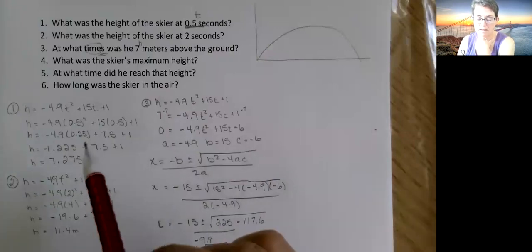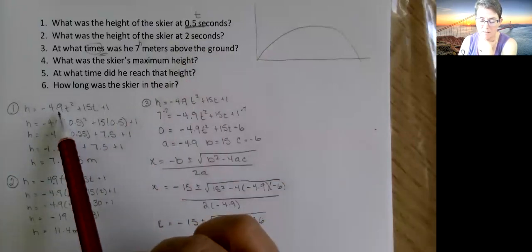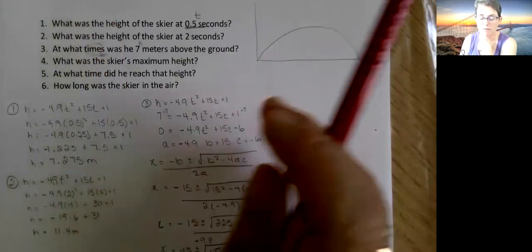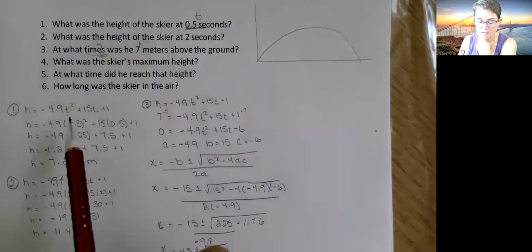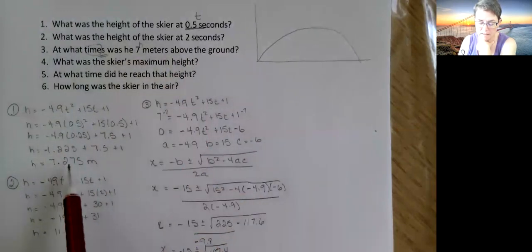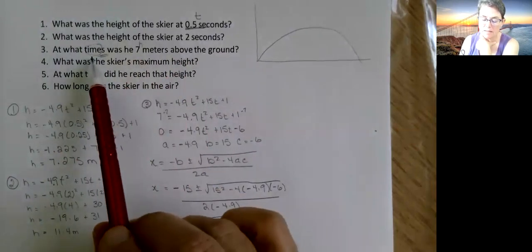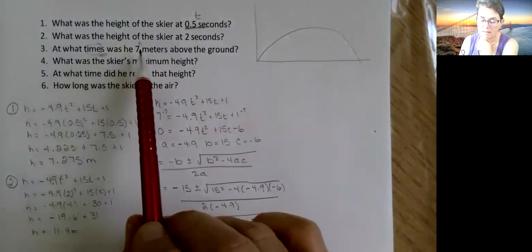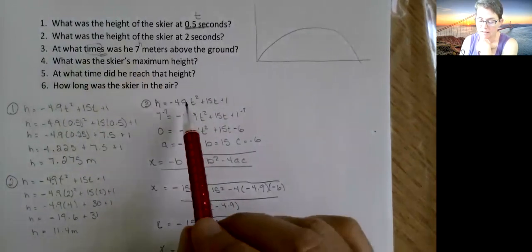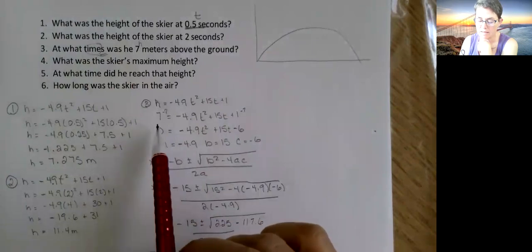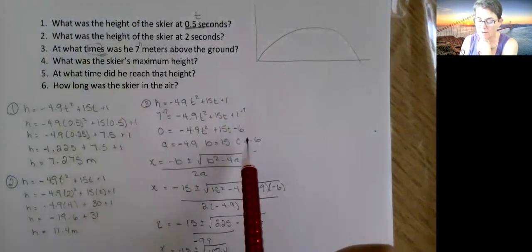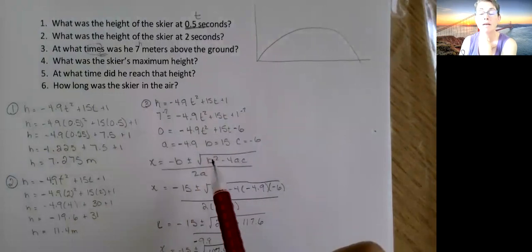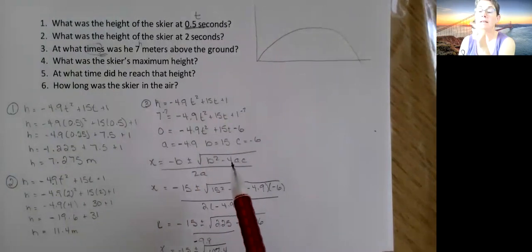So watch for that. Sometimes you just get to plug it in, and it's super simple. So if I'm asking for the height of the skier at a certain time, you can just plug the t in for time. If you're asking when he is at a certain height, then you have to use a quadratic. Okay, so you take your equation, it says at 7 seconds, that's where the 7 came from, and then you move that over because you can only use a quadratic when it's either y equals or it's 0 equals.